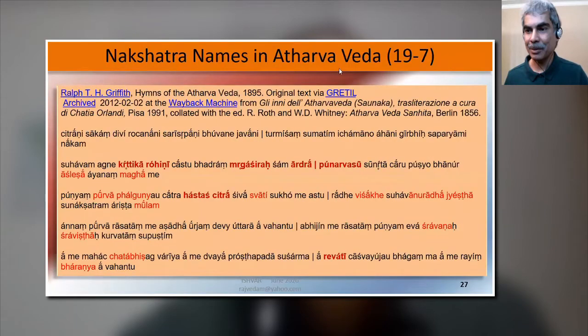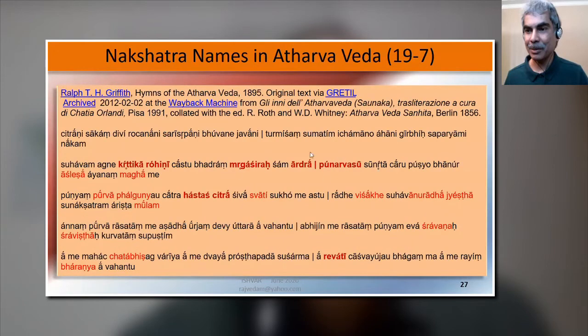How old could the nakshatra be? In the Atharva Veda, in this Griffith translation, we find a listing of the nakshatra names over here. It is fully developed. It is not as if it is partially developed. You find that all the nakshatra names are here. So that gives us an indication that it is at least as old as Atharva Veda, lower bound. It could be much, much older than that also.